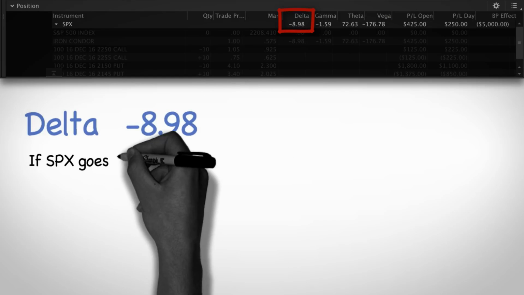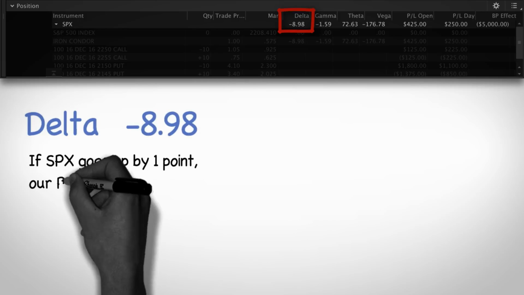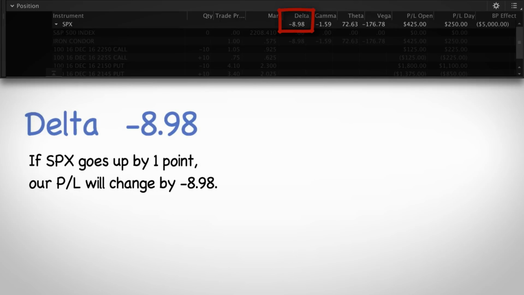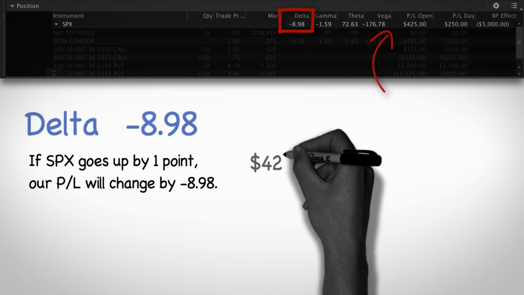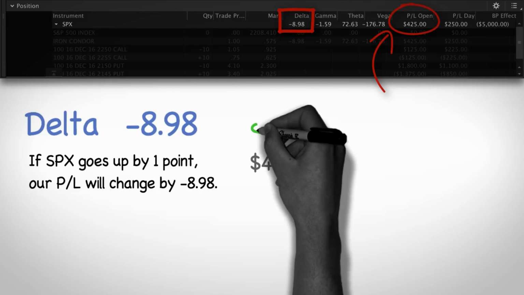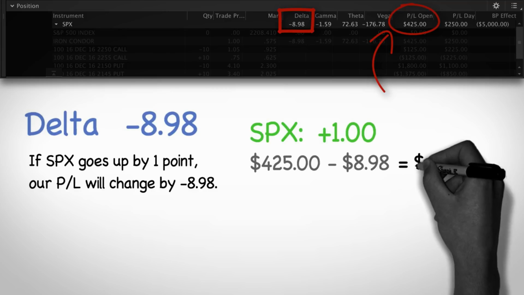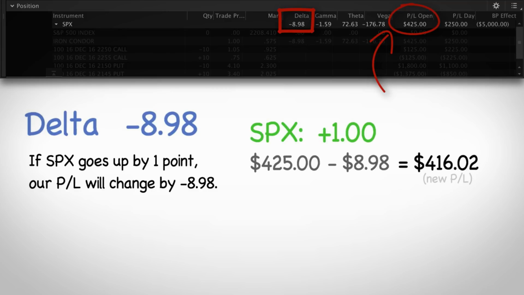This means that if SPX goes up by 1 point, then the P&L of this position will change by negative 8.98. So if our P&L changes by negative 8.98, then that means we will lose $8.98 from where the trade currently is. We're already up $425 on this position, so if SPX goes up by 1 point, then in theory we would lose $8.98 of that. So now we would only be up around $416.